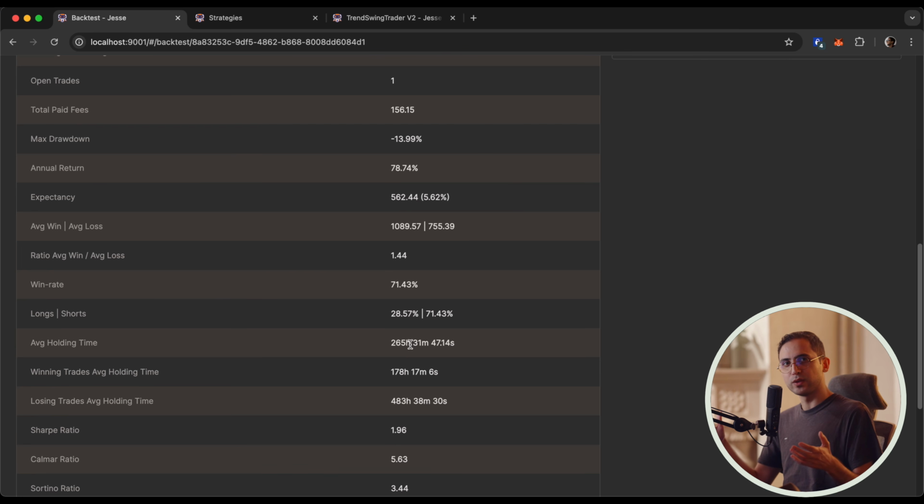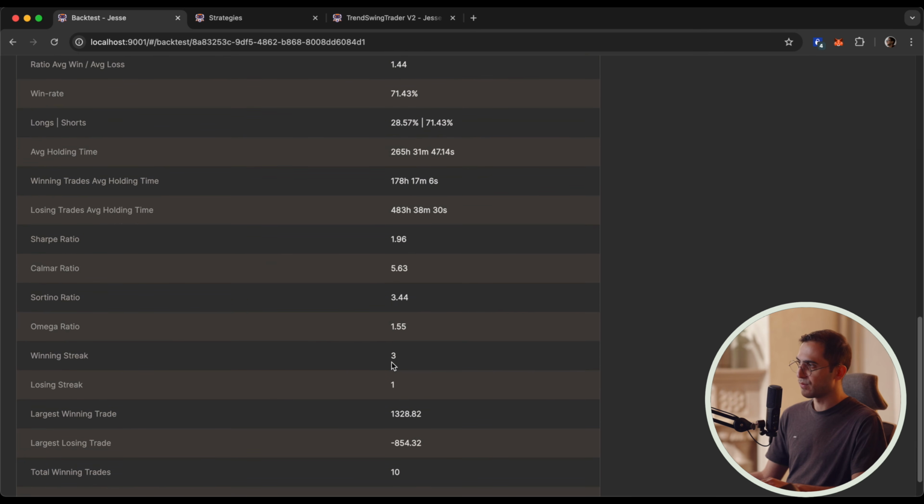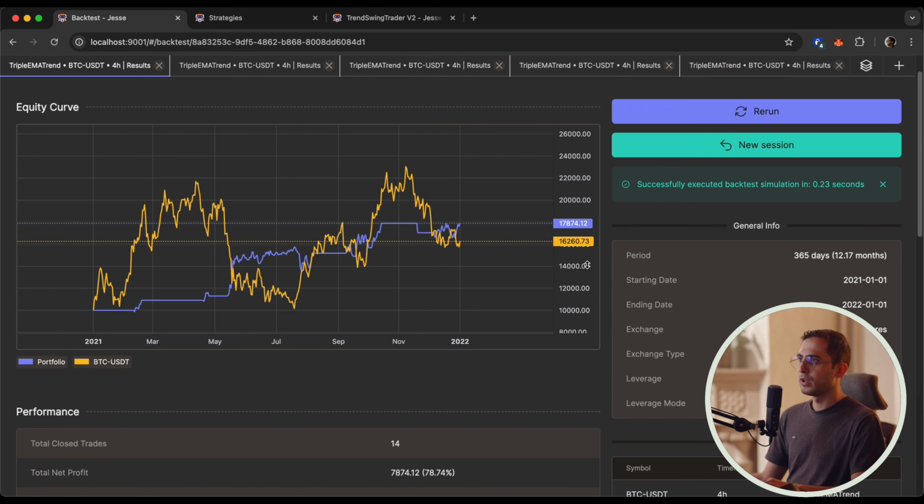Now, if you are a swing trader, this might be fine for you, but if you are a scalper, you're gonna have a hard time holding a position for that long. So just consider this. And the Sharpe is close to 2. So I love these results, at least for this year. The Calmar ratio is also 5.63. That is really good.